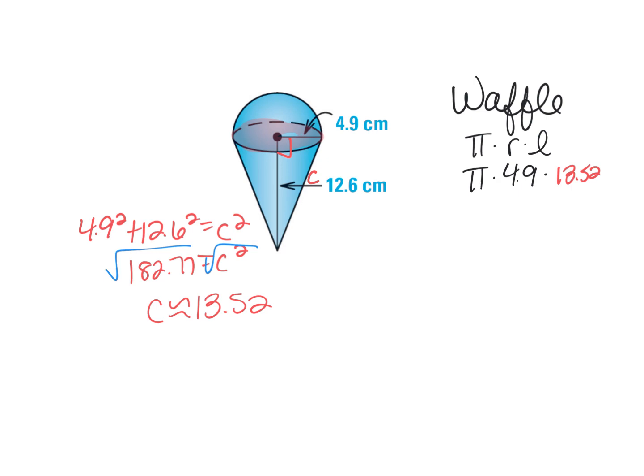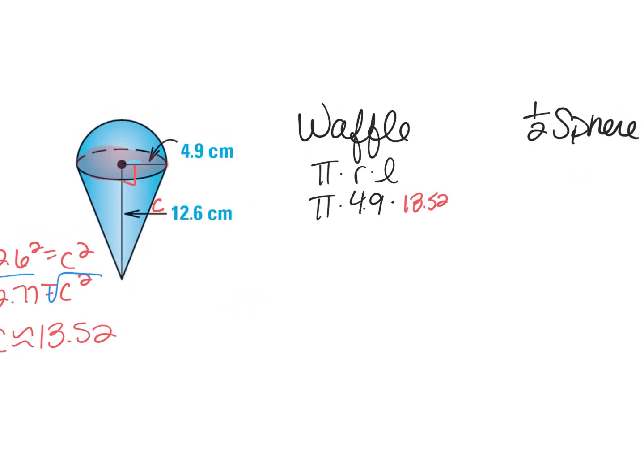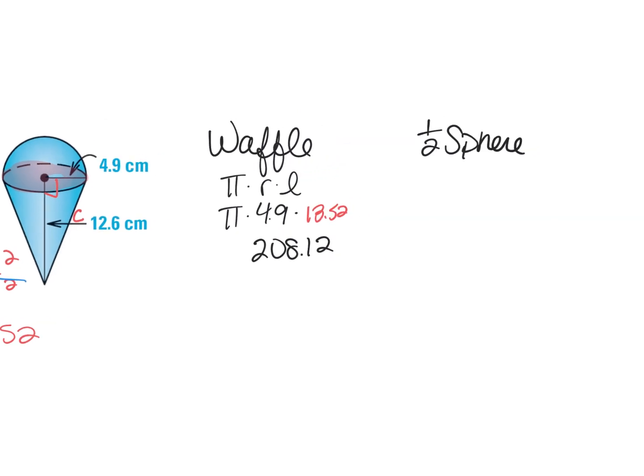All right, now let's do the area of my waffle. So we've got pi times 4.9 times 13.52. And that gives me 208.12. Cool. All right, so now we're ready for the half sphere.